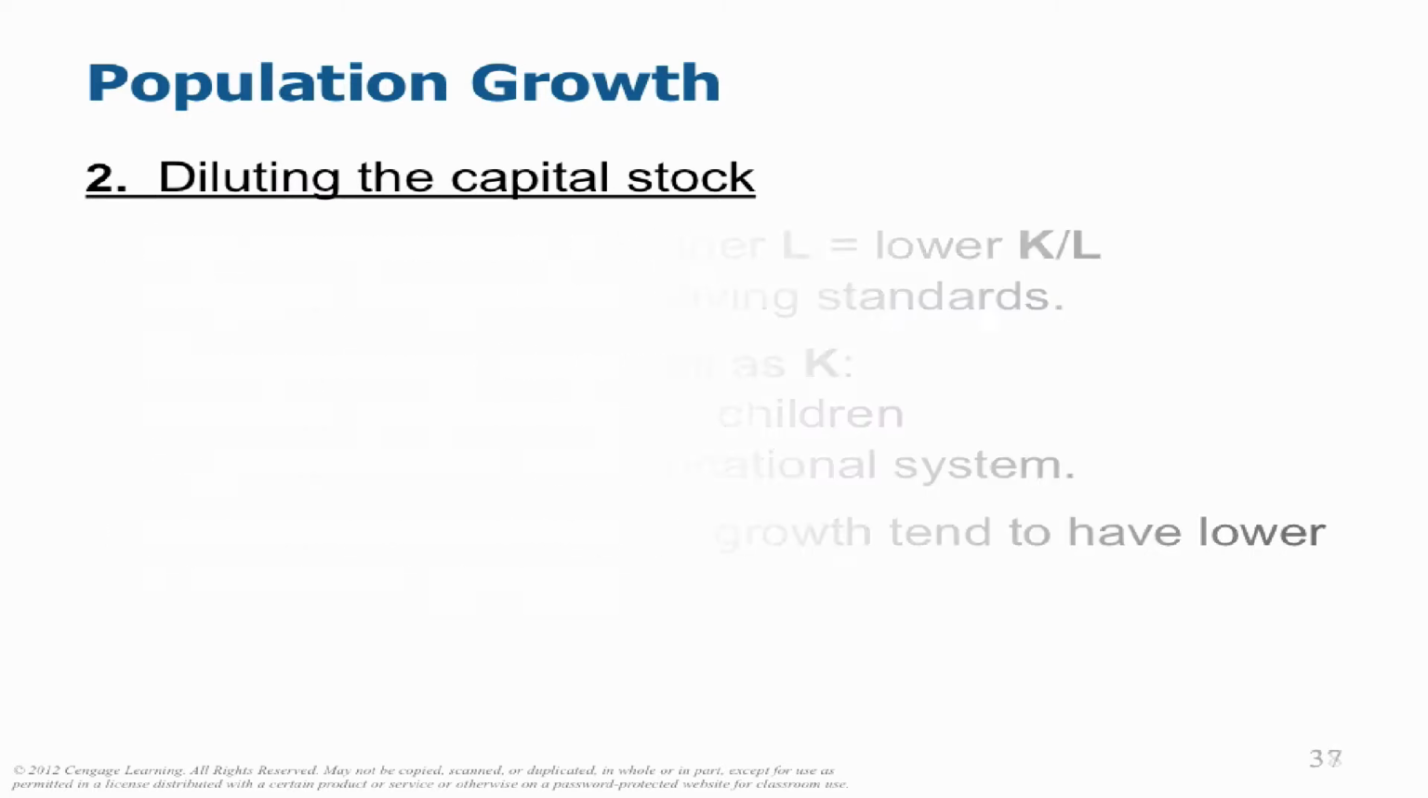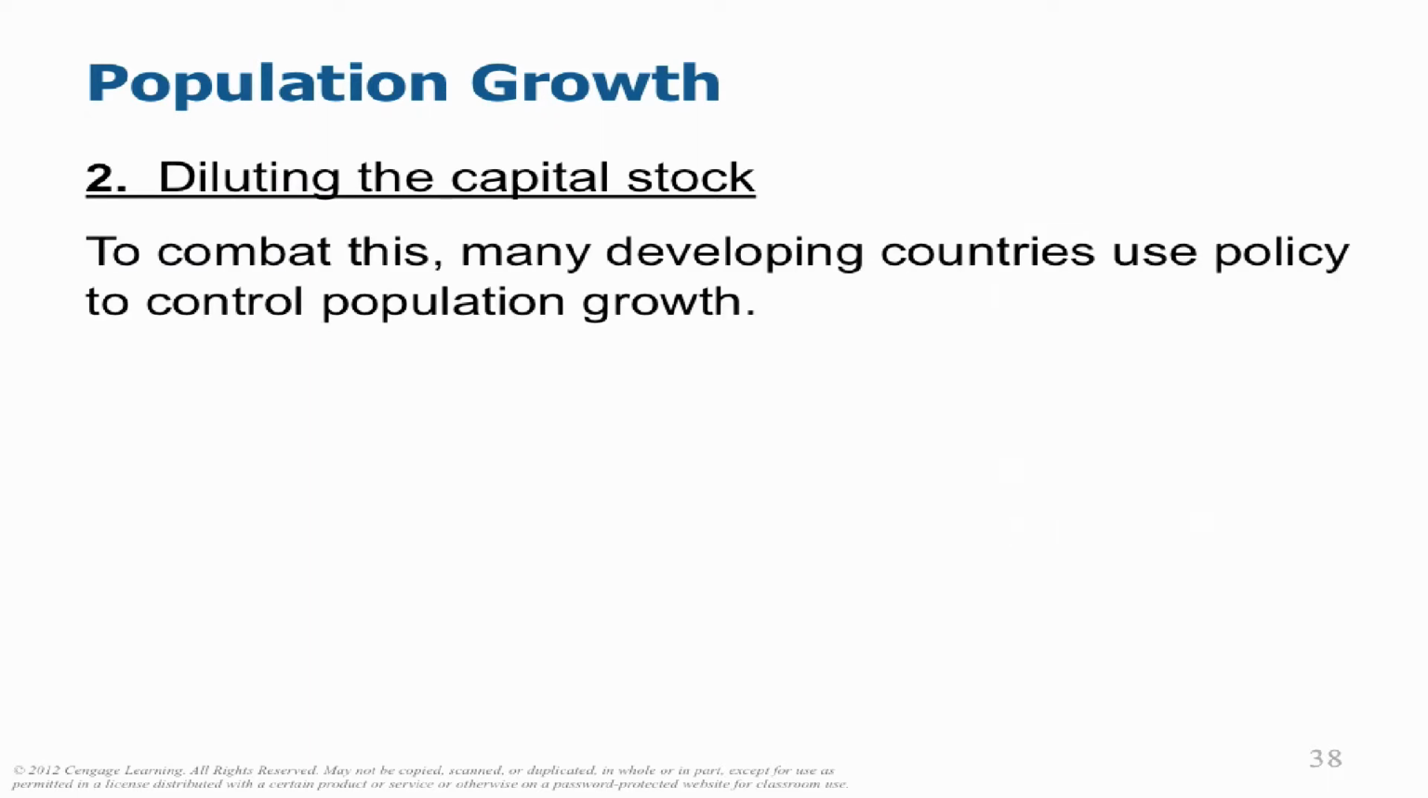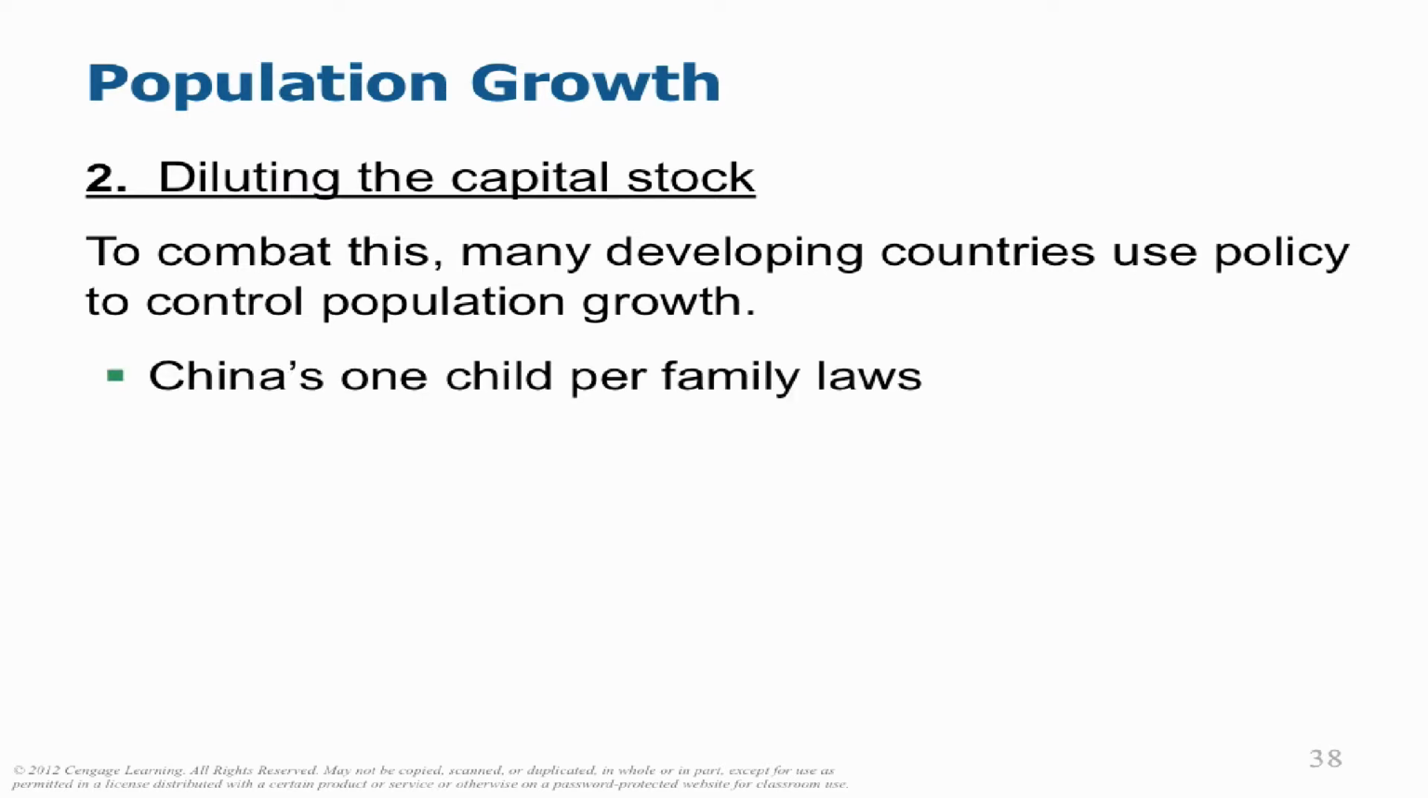I like that. Okay. So, to deal with the dilution of the capital stock, a lot of nations use policies to try and limit population growth. For instance, can you think of an easy one? Didn't they have like a one or two kid policy? China's one child policy, yeah. You'd pay huge penalties if you had a second kid to be able to keep it.